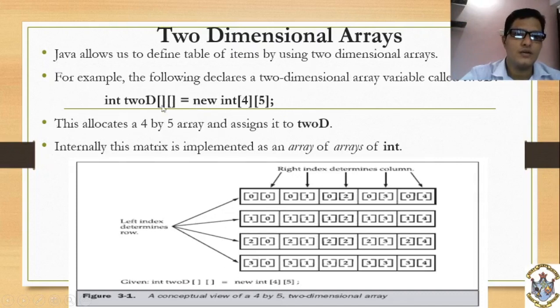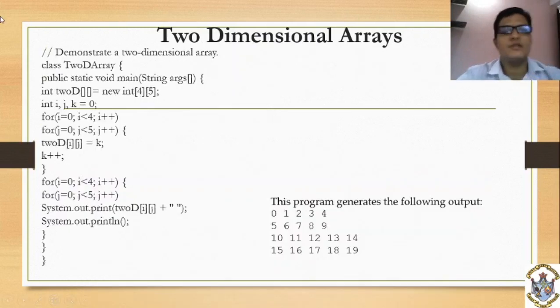Instead of that, you can directly mention the size followed by a semicolon. This is also acceptable. Got it? Here we have created 4 rows and 5 columns. Got it? And here is the memory representation of 4 rows and 5 columns of a two-dimensional array. Yes, let me see a sample program here.